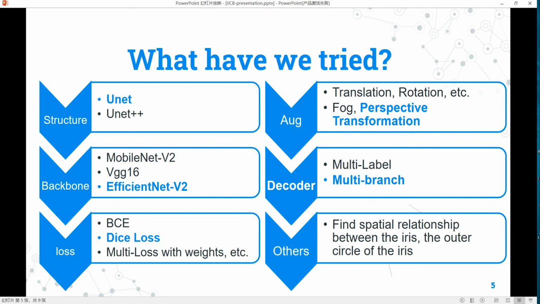The third one is the choice of loss function. In addition to the conventional BCE and Dice loss, we also tried a weighted loss function, and we also tried to redesign a loss function using the relationship between the three tasks, but unfortunately it did not succeed. Finally, we chose these.